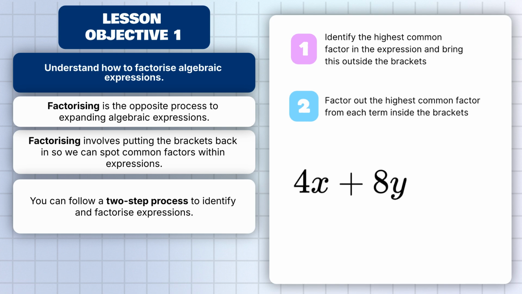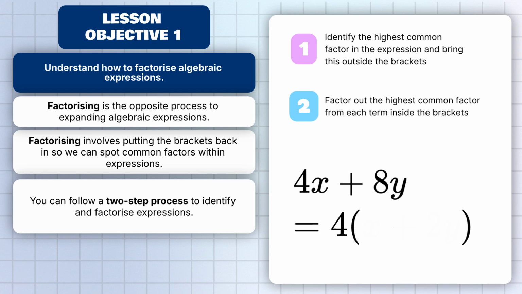Consider the expression 4x plus 8y. Step 1 is to identify the highest common factor. In this case, it is 4 because we can divide 4x by 4 and also divide 8y by 4. Therefore, we can factor out the 4. We do this by bringing it to the outside of the brackets.